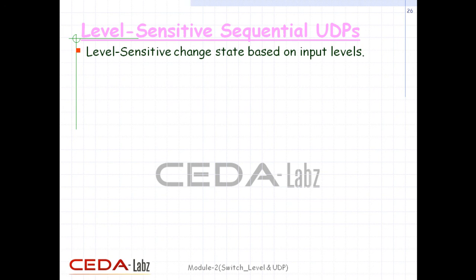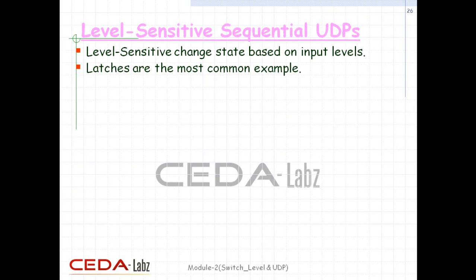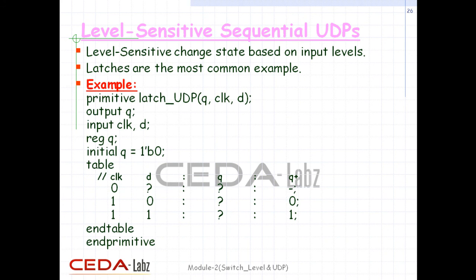Level-sensitive UDPs change state based on input levels. Latches are the most common example of level-sensitive UDPs. As it is a sequential UDP, output needs to be declared as a register. In a level-sensitive latch, if clock is 0, Q retains its value, whatever may be the input. When clock is 1 and D is 0, whatever may be the value of current state Q, next state Q plus will become 0. And when clock and D both are 1, whatever may be the value of current state, next state will be 1.